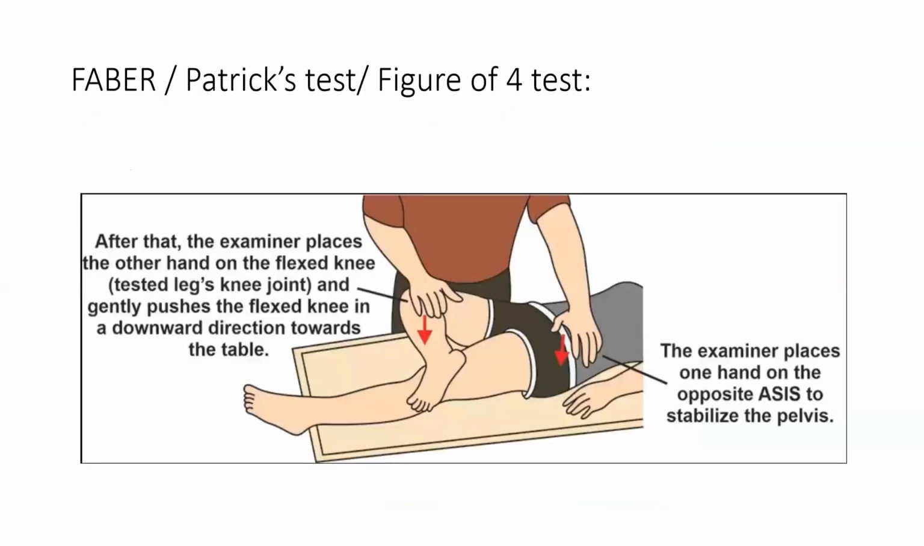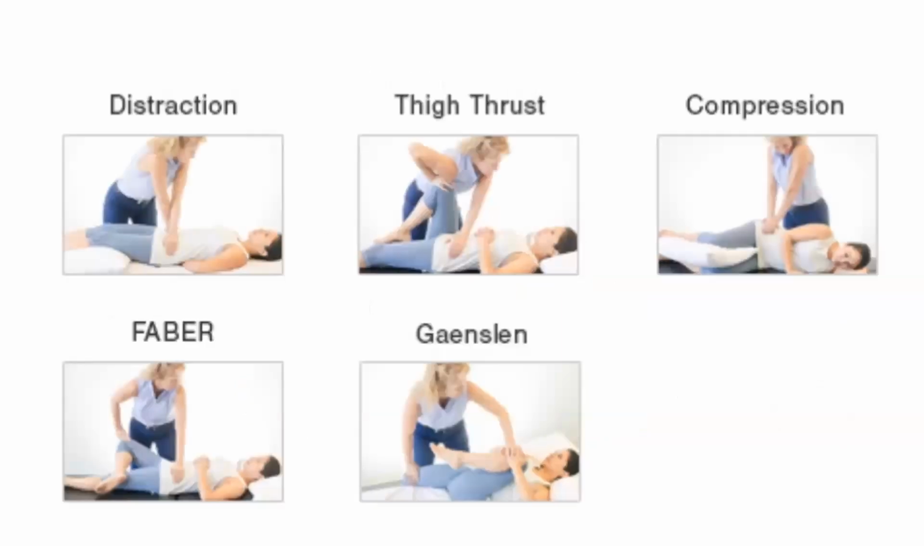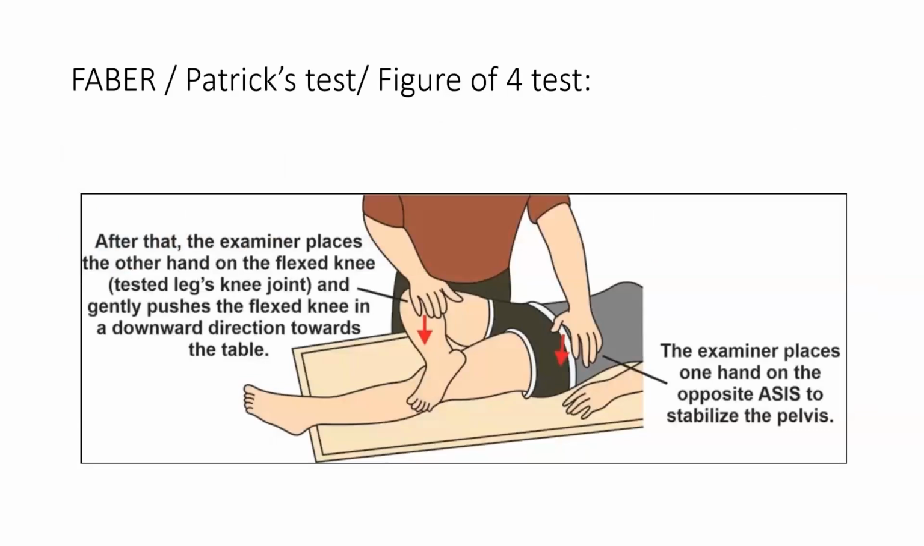Faber's test. The patient is positioned supine, and the leg is placed in the figure-of-4 fashion. The hip is flexed, abducted, externally rotated, and the ankle is placed on the contralateral thigh, stabilizing the opposite side of the pelvis. When downward force is applied on the flexed knee, the patient will feel the pain. Faber's test has good sensitivity of 91% and specificity of 77%.